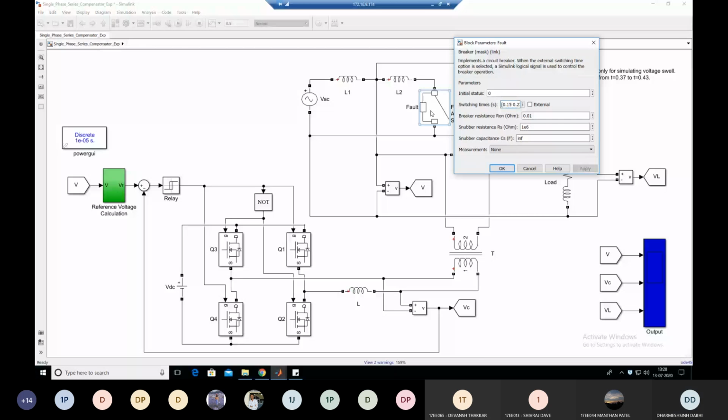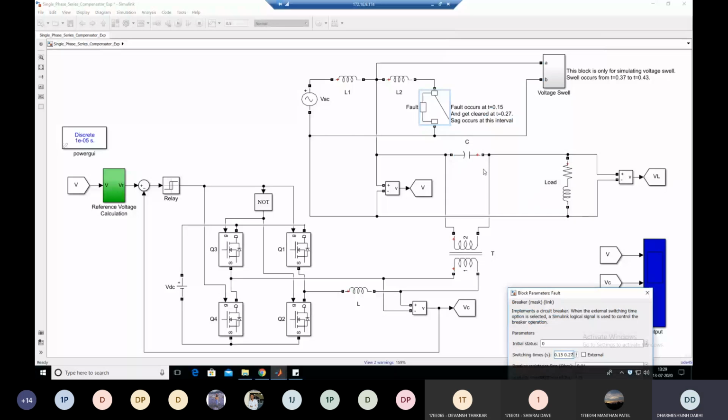So this breaker is used here to create the voltage sag. Let's understand how it creates the voltage sag. First remember that between 0.15 to 0.27 second, the status of this breaker becomes closed. Now understand how the voltage sag is created in this single phase line. Here we have a voltage source. On the receiving side we have a load voltage, across which we measure the voltage, called the load voltage.